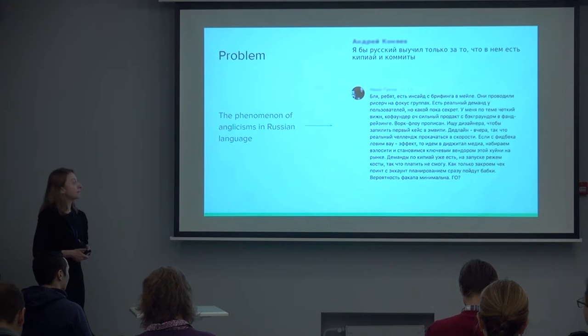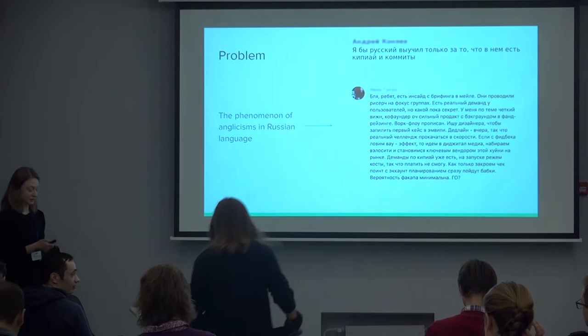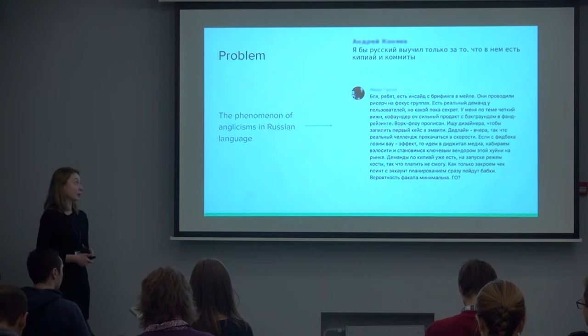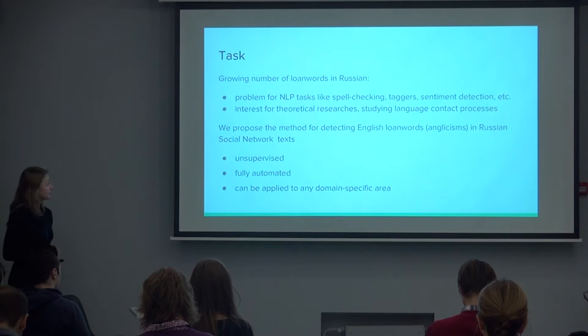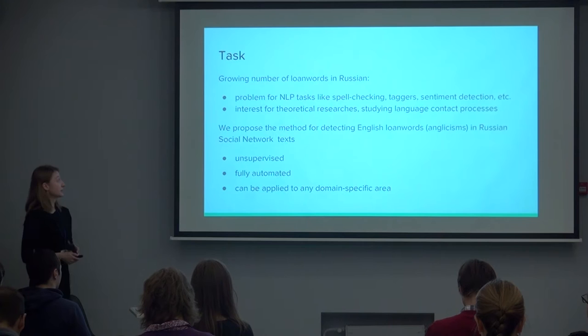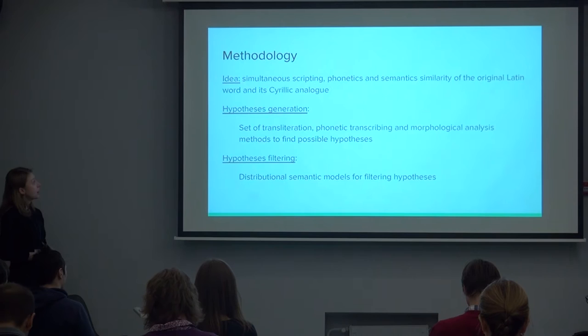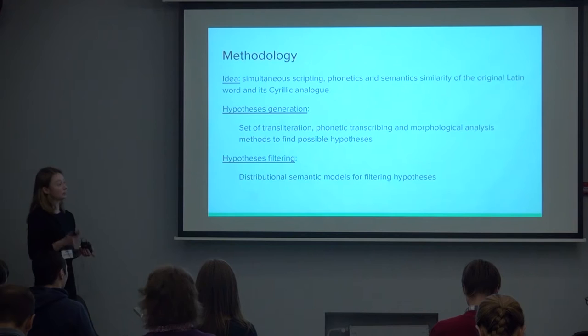So in this report, we introduce our variant of how we try to cope with it. Our method is for detecting anglicism loan words in Russian social network texts. The main idea of our method is based on the simultaneous scripting, phonetic, and semantic similarity of the original Latin word and its Cyrillic analog.